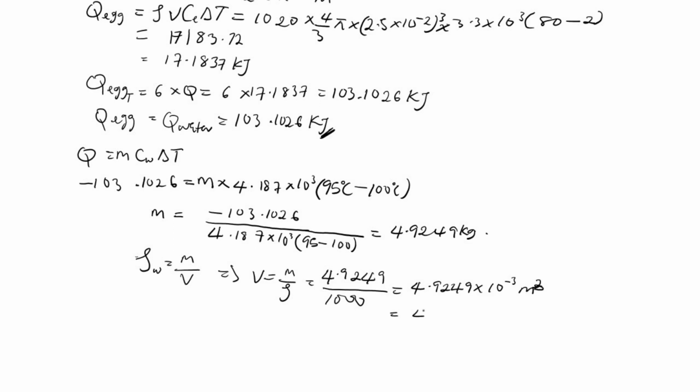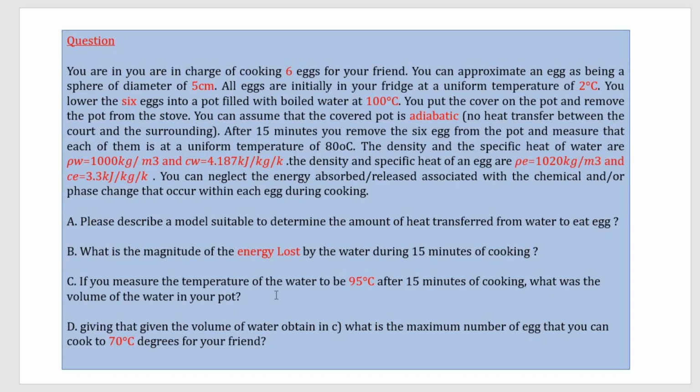So this is the same thing as 4.9249 liters. So this is the actual volume if the temperature decreased to 95 degrees Celsius. So the final question, which is given the volume of water obtained in C, what is the maximum number of eggs that you can cook to 70 degrees for your friends?